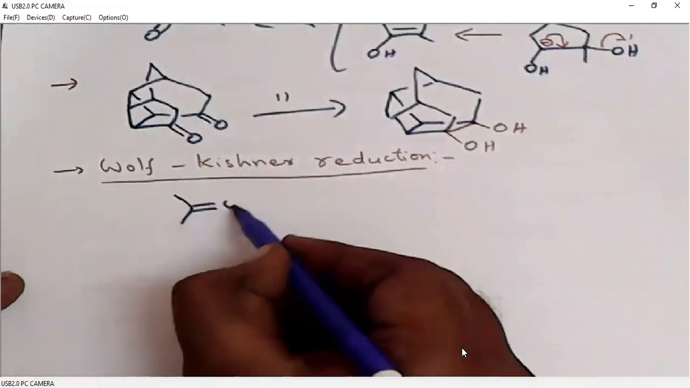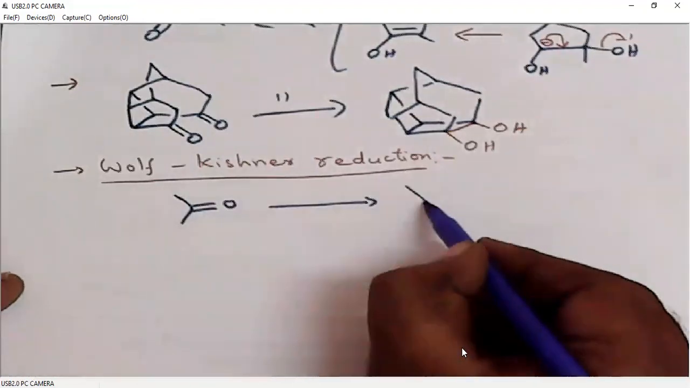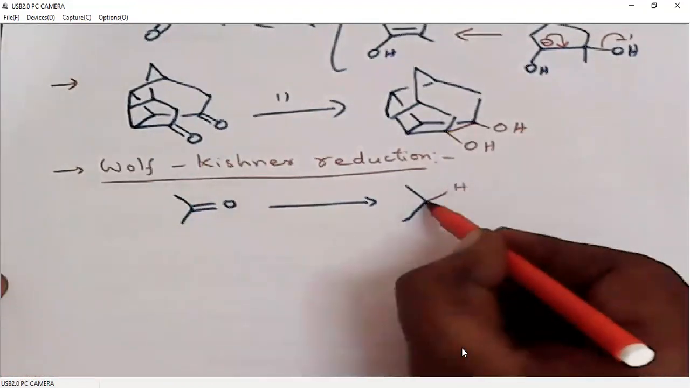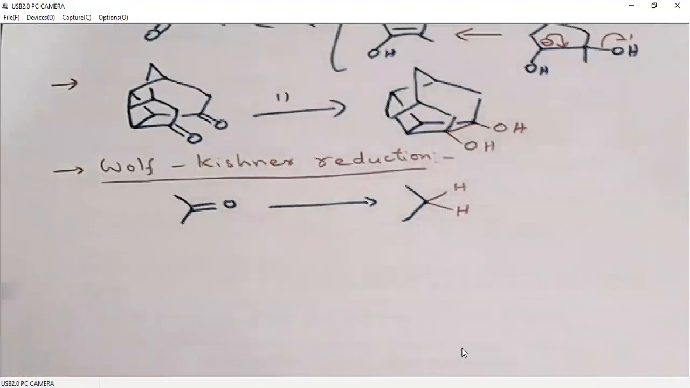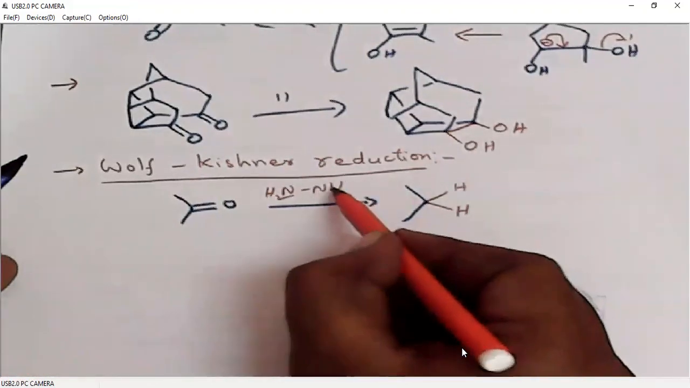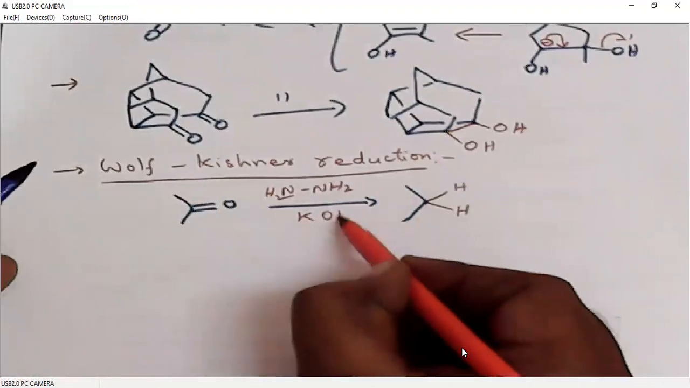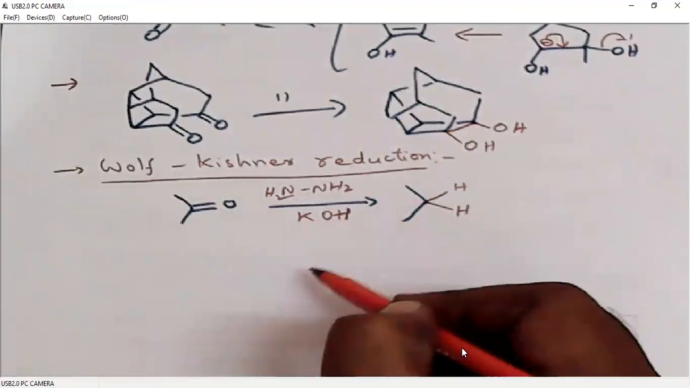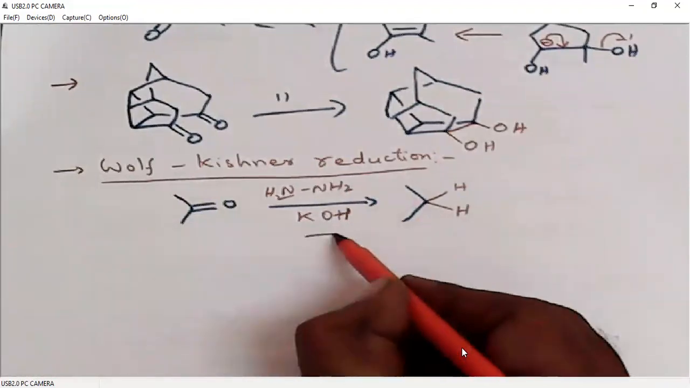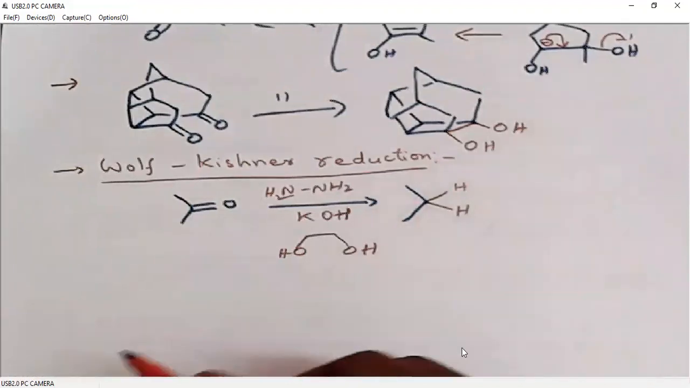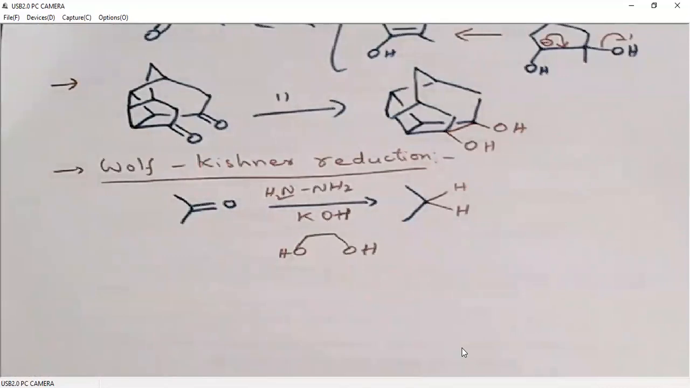Wolff-Kishner reduction is again the reduction of a carbonyl to a completely saturated carbon, but here the reaction conditions are hydrazine and a base. So it is essentially basic conditions. The solvent is 1,2-ethanediol. It is the solvent. It is not exactly the Wolff-Kishner reduction.